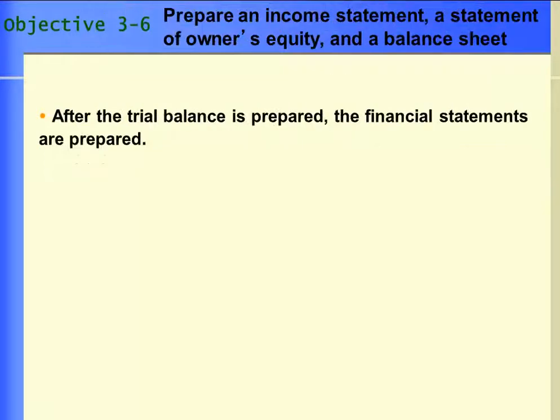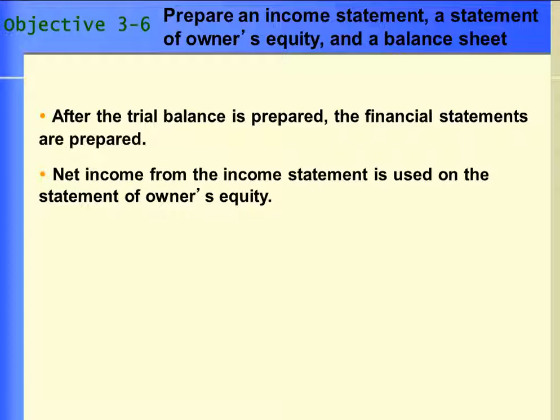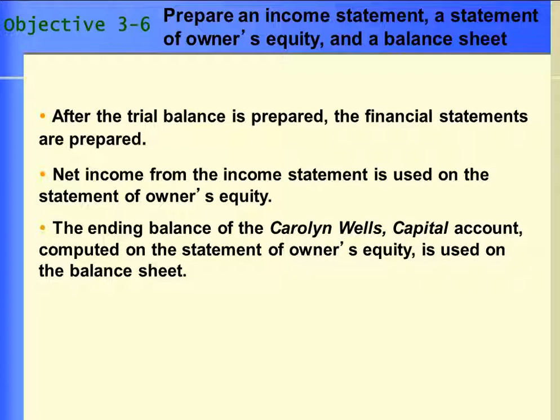That's a common one. So if the trial balance is prepared, the financial statements are prepared. In theory, we'll have something called adjusting entries, but we'll get to that later. Then income from the income statement is used on the statement of owner's equity. Remember how the different financial statements are ordered. First, you have the income statement, statement of owner's equity, then the balance sheet. So the ending balance of the capital account is used in the balance sheet.